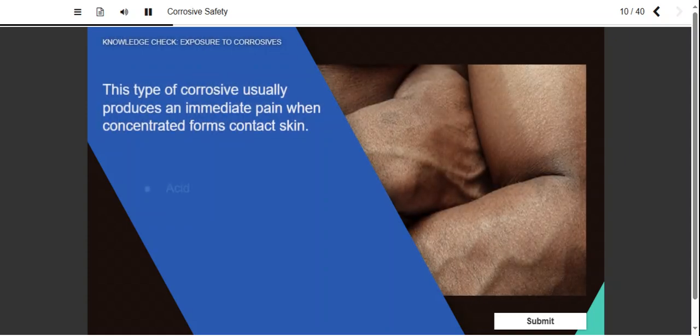Which type of corrosive usually produces an immediate pain when concentrated forms contact skin?